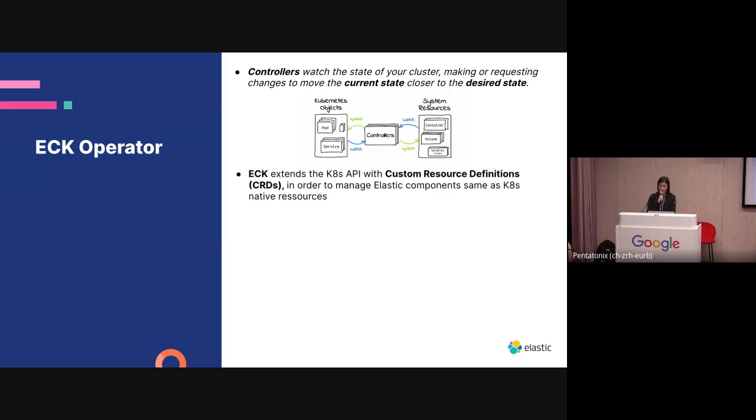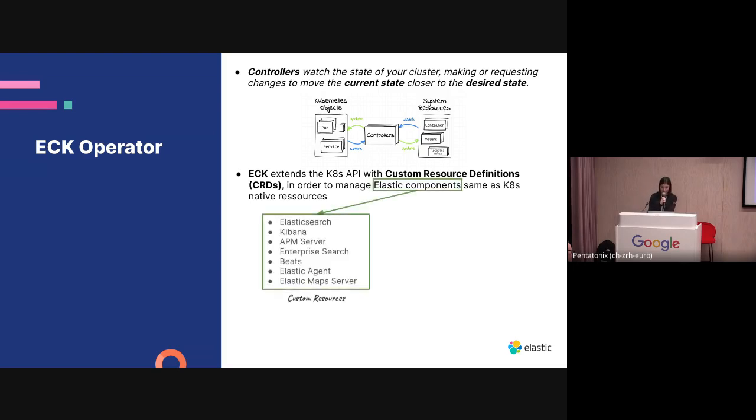With ECK, what Elastic does is extend the Kubernetes API with custom resource definitions. So you can manage the Elastic components in the same way as the Kubernetes native resources. The Elastic components are Elasticsearch, Kibana, and a couple of others. So the ECK operator at the end acts as the controller for the Elastic custom resources.